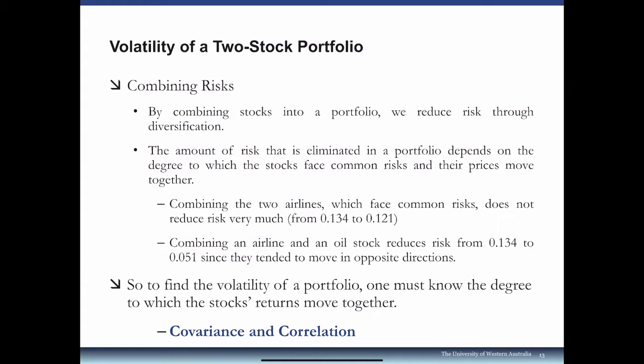Here we can see that combining the two airlines, which face common risk, because if something happened to the airline industry, you'll be affected across all the airline stocks, does not reduce risk very much. But combining an airline and oil stocks reduced risk from 0.134 to 0.051 since they tended to move in opposite directions. So to find the volatility of a portfolio, one must know the degree to which the stocks' returns move together. And that's going to take us to the next concept, covariance and correlation.